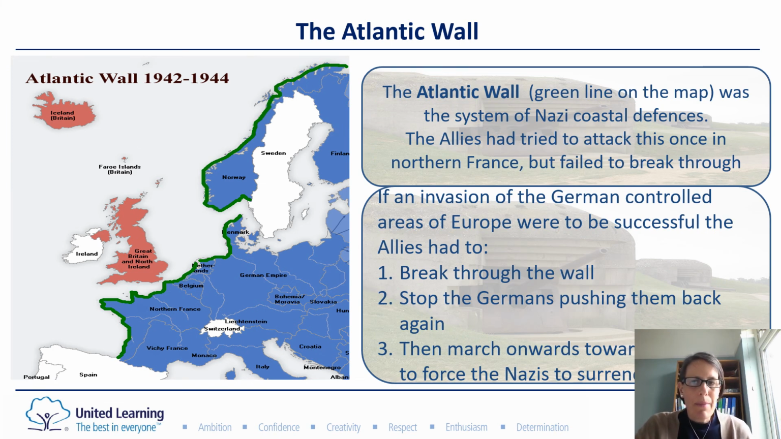What you can see on this map here is what's called the Atlantic Wall, and the Nazis knew that they'd taken over, all the countries in blue were taken over by the Nazis, but they knew that at some time the Allies would try and attack them from Britain. So they put lots of defences here. And as it says there, if the invasion was going to be successful, they had to not only break through the wall, stop the Germans pushing them back, and then get on into Germany to force them to surrender.